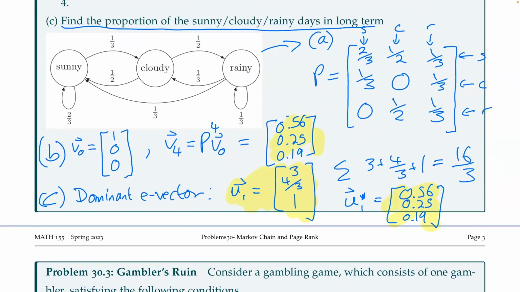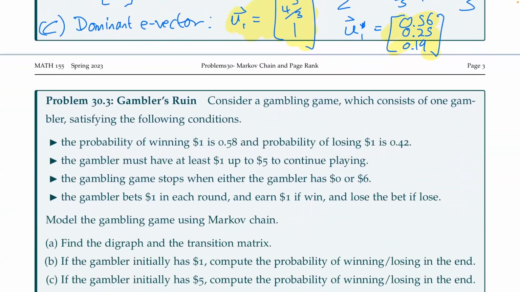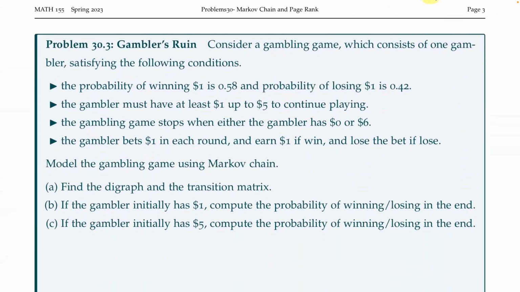So you see that even after 4 days in this system, we settled down into this long-term pattern really quickly. Okay? That won't always be true, but in this case, it happened to be true. The long-term distribution was predicted pretty nicely after just 4 days.